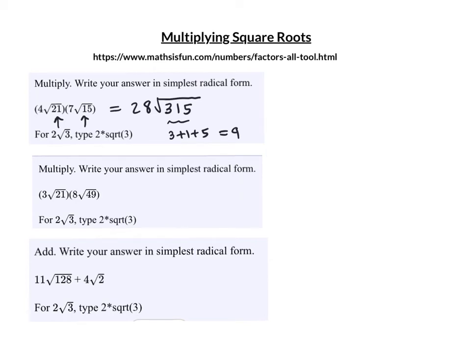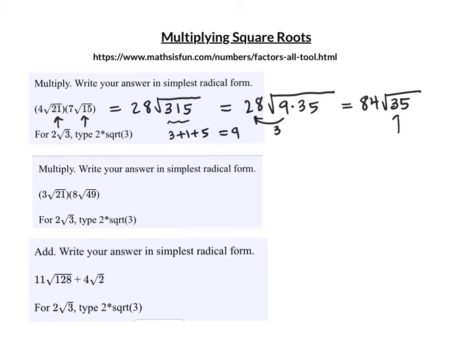I'll rewrite 315 as 9 times, I'll go to my calculator, 315 divided by 9 is 35. 9 times 35. I can take the square root of 9. The square root of 9 goes out front as a 3. 3 times 28 is 84. So this is 84 root 35.